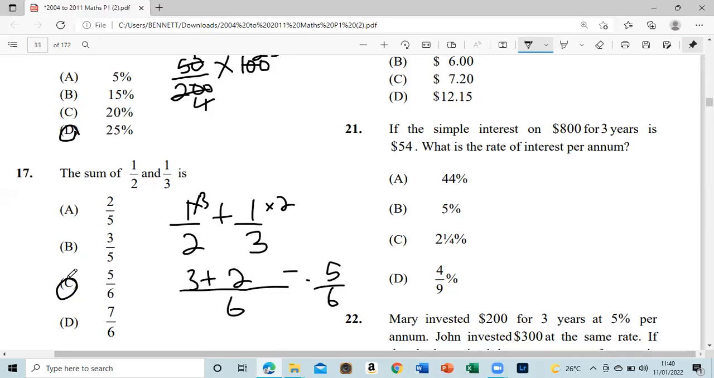All right, let's move on to number 18. I'm not seeing the first. All right, so let's move on to number 18.